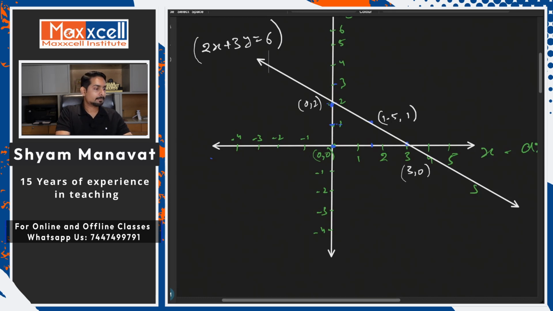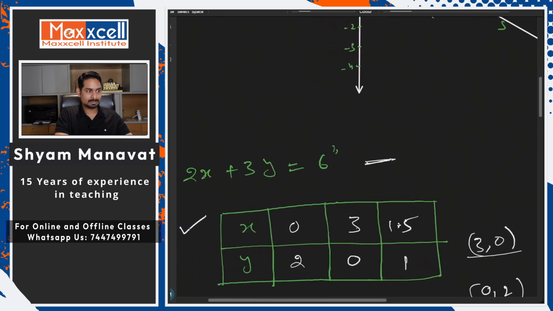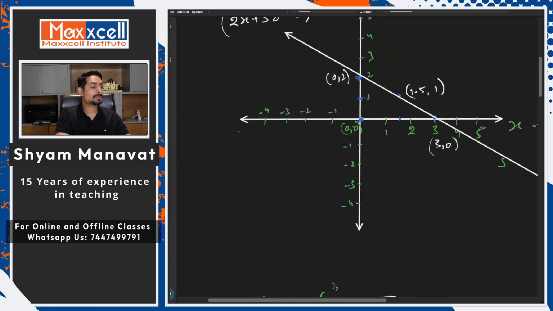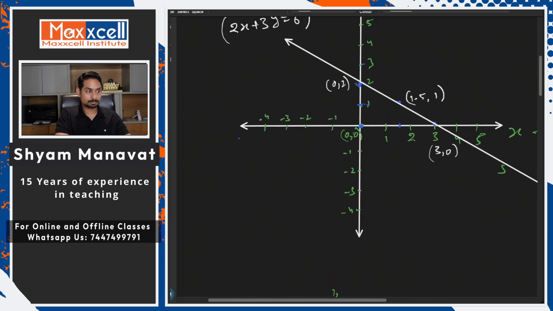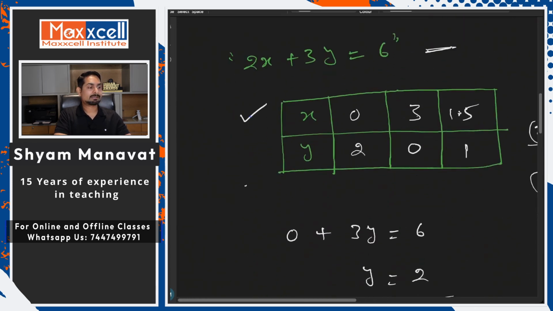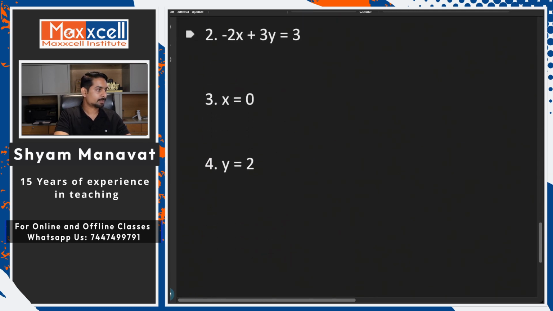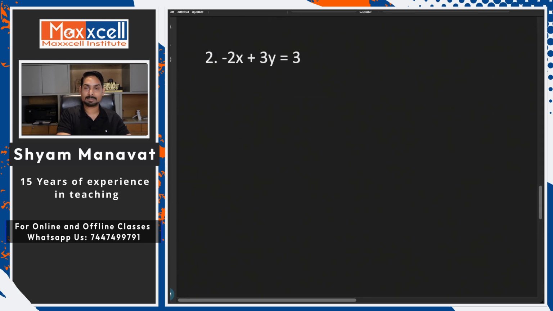Okay, so we got the coordinates by taking some values of one variable, finding the value of the other variable respectively, and we plot those points here on the graph, and then we draw a line connecting all those points. You get the graph of a straight line. All right, let's try question number 2. Here you can pause this video and try this by yourself.